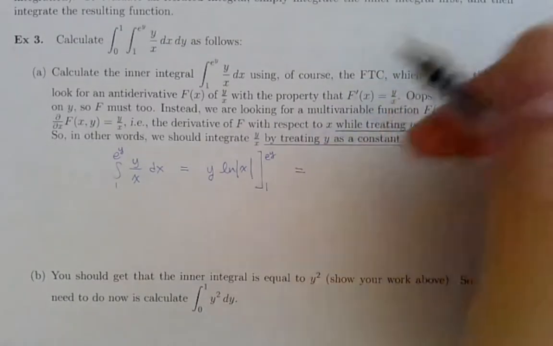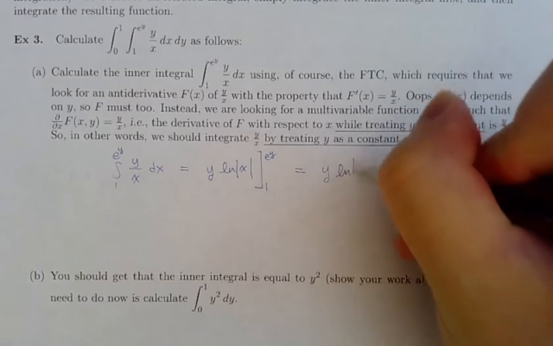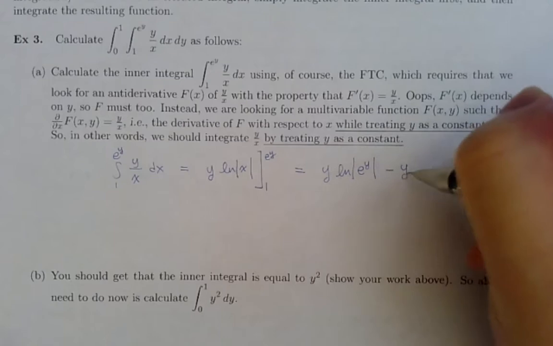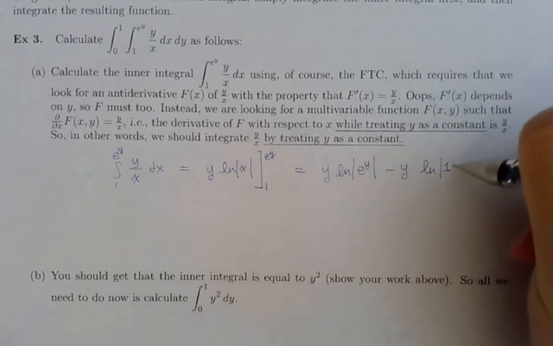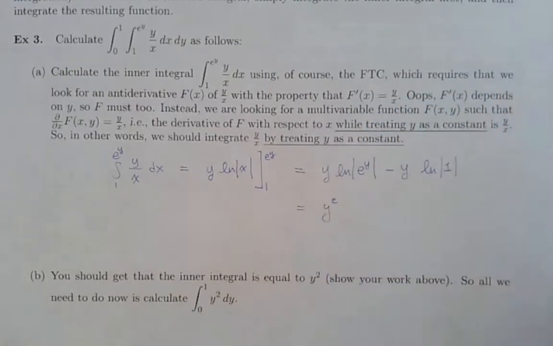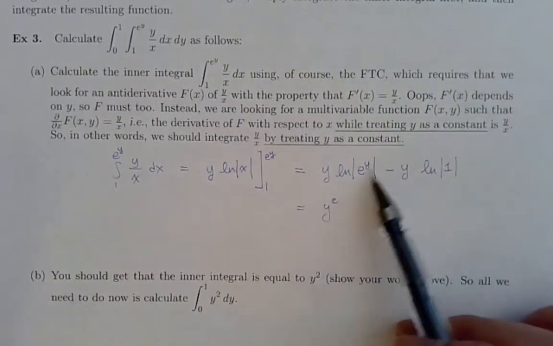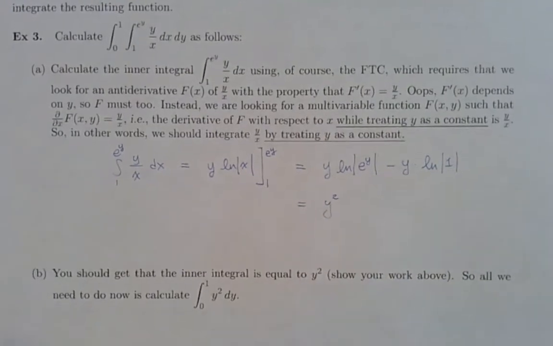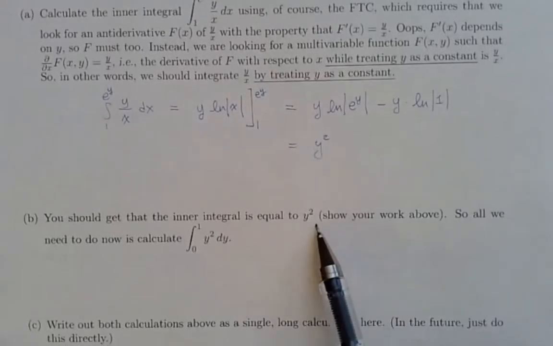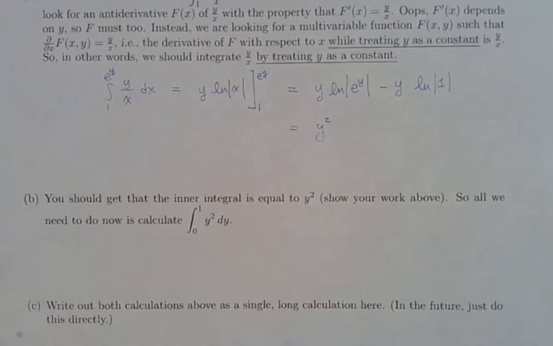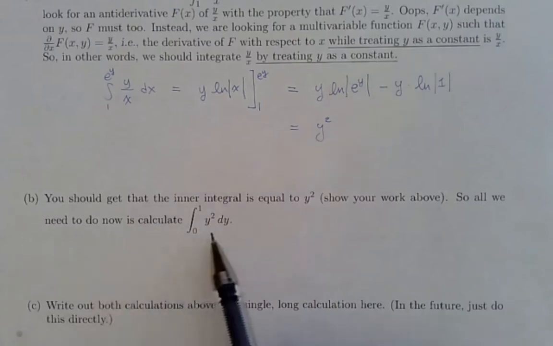So then if we write that in, we get y times log of the absolute value of e to the y, minus y times log of 1. So that's y squared. Log of e to the y is y. Log of 1 is 0. And then I already told you the answer, because I put it in since you're working on a worksheet without me around. So I made it so that you could continue and check your work. So all we need to do is calculate that one.